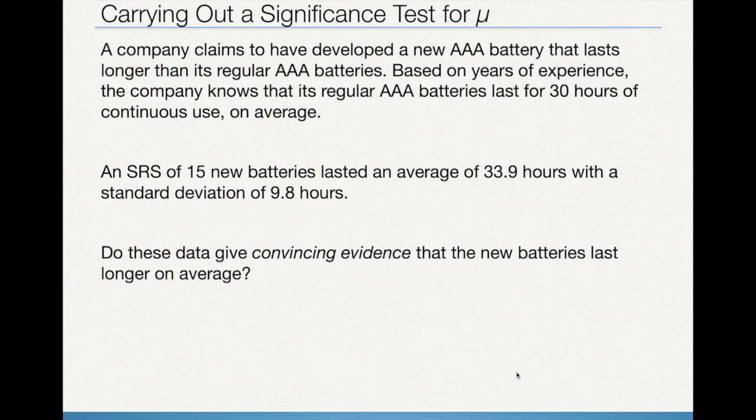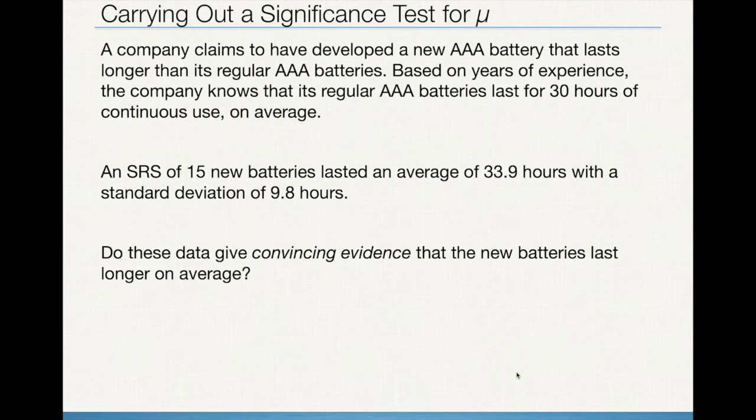When we're taking a look at significance tests, again, I like to always use an example to explain the various processes. So let's take a look at this. A company claims to have developed a new AAA battery that lasts longer than its regular AAA battery. Based on years of experience, the company knows that its regular AAA batteries last for 30 hours of continuous use on average. So right away, they give you a value that's going to be really important because that's an average, but it's for the entire population. So that is going to be our mu value.